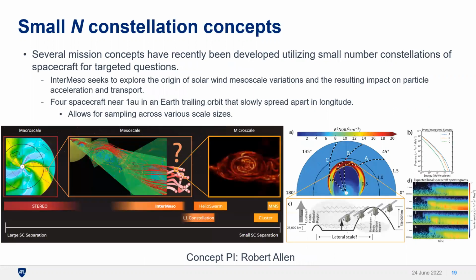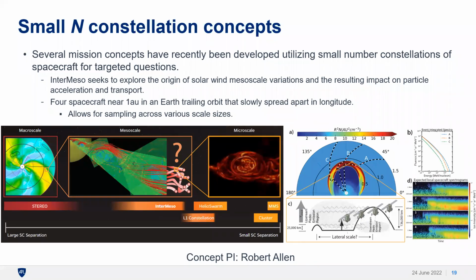This is also useful for solar wind studies. To be shamelessly self-plugging for my own concept, if you want to start learning about solar wind mesoscale dynamics and how those might affect the Earth system, and just generally how the solar wind is structured to begin with, this is another problem where you do need multi-point measurements at the right separations. And so the InterMeso concept would use 4 spacecraft at near 1 AU in an Earth-trailing orbit.